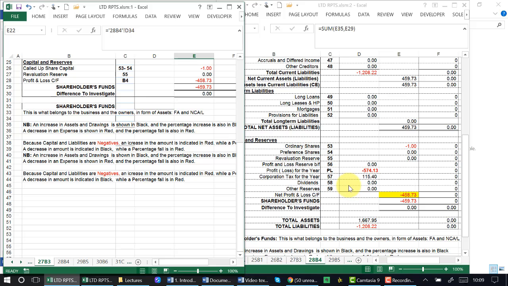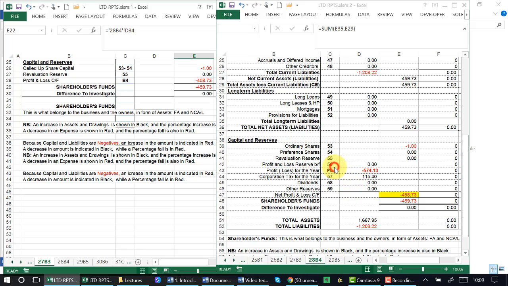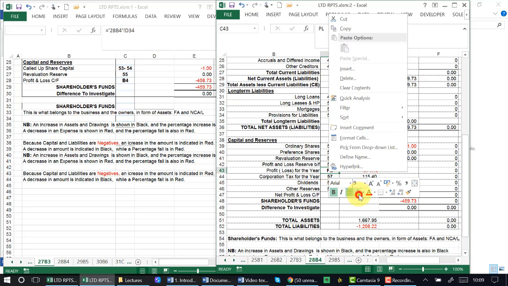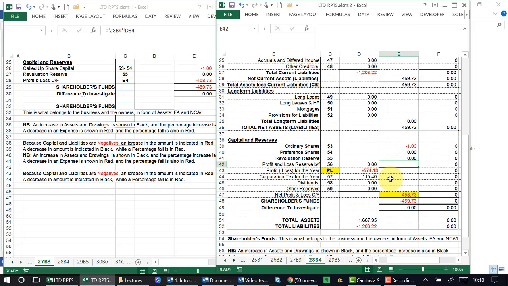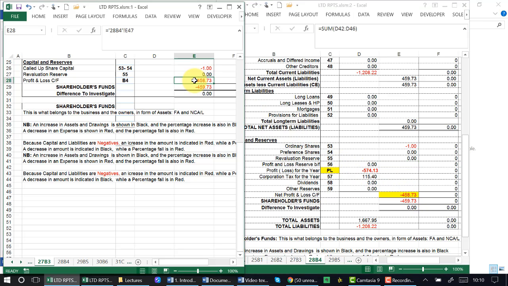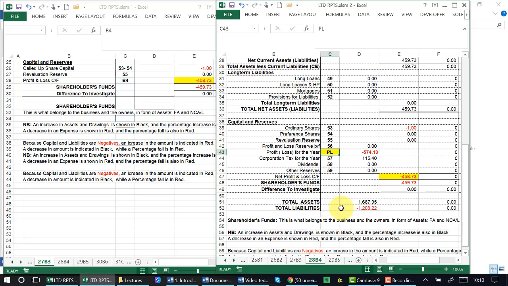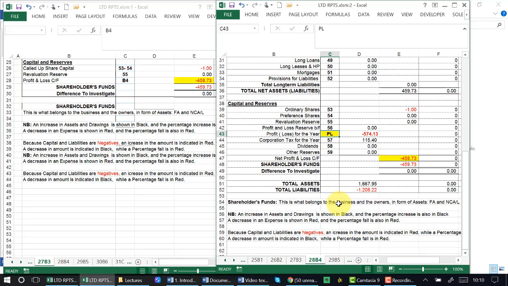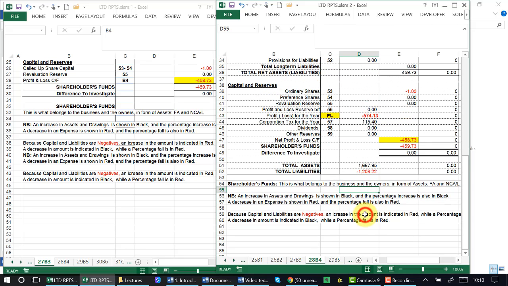Now, after the 55, we could have said that it's 56 to 59. But there is PL there. PL is supposed to be added as well. So I don't know whether it would be confusing. So you find that 459 is what we end up with here as well. And that is why we are saying it's 54. We could have said 56 to 59. But there is PL there. Okay, yeah, so that's the B4.